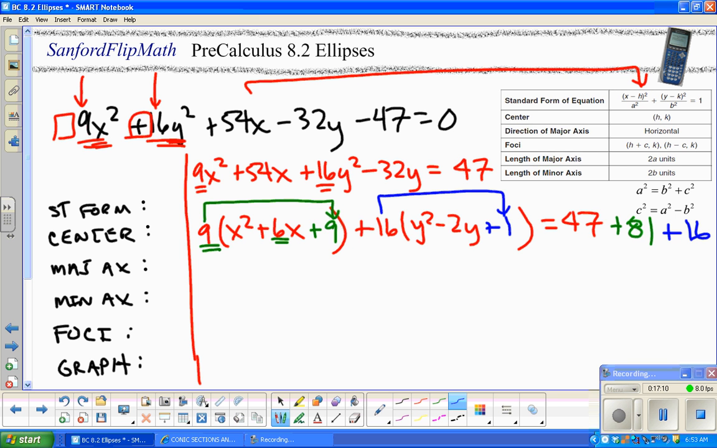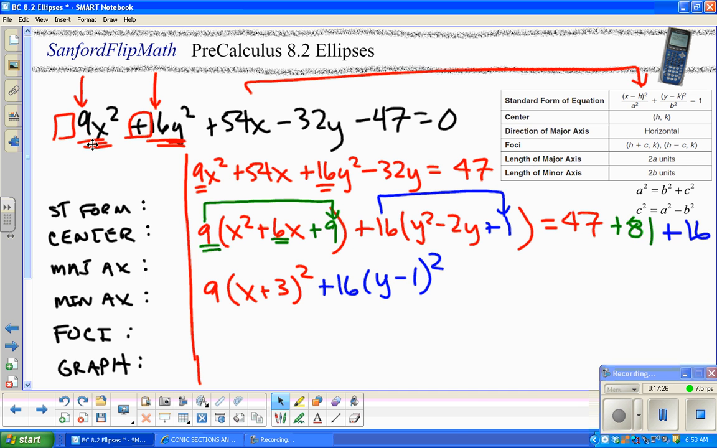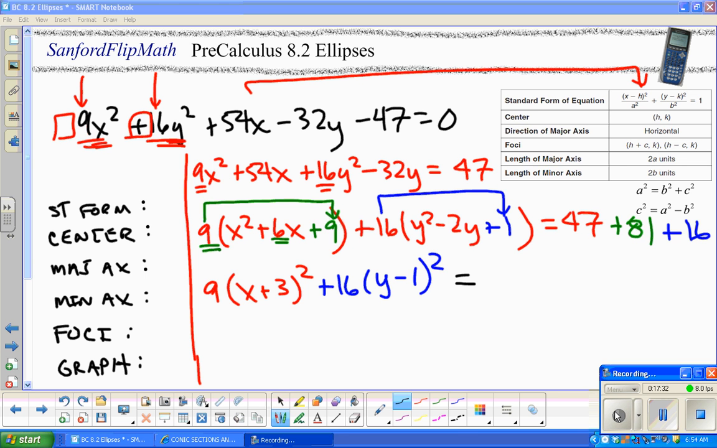Okay, all right. So I'm going to go ahead and do a little bit of factoring here. This is now 9 times (x plus 3) squared plus 16 times (y minus 1) squared. And I need a total for the right side, and that total is 144.